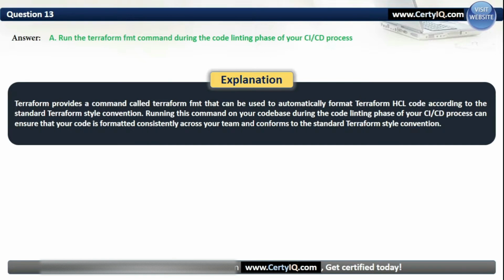Terraform provides a command called terraform fmt that can be used to automatically format Terraform HCL code according to the standard Terraform style convention. Running this command on your code base during the code linting phase of your CI/CD process can ensure that your code is formatted consistently across your team and conforms to the standard Terraform style convention.